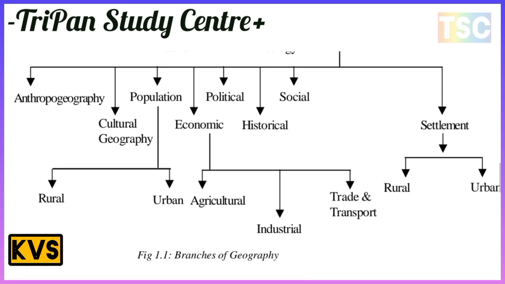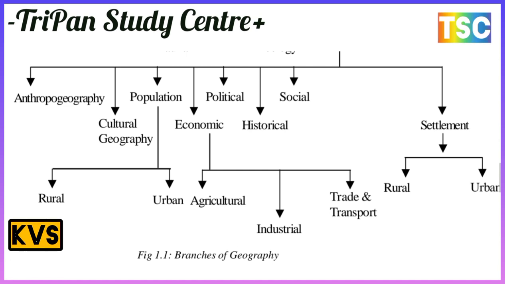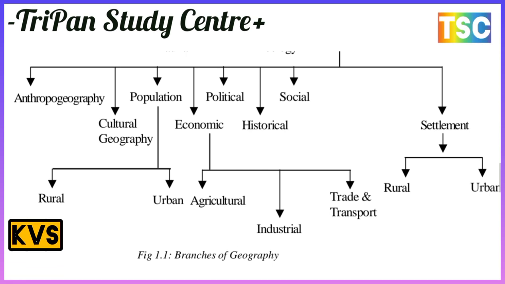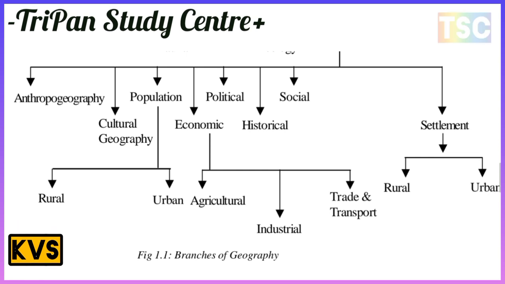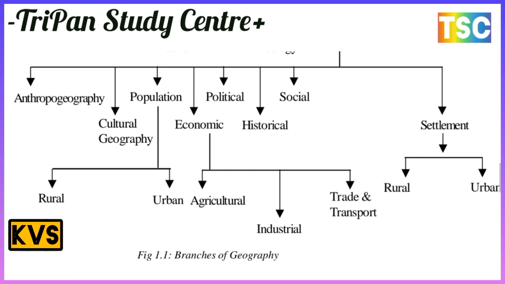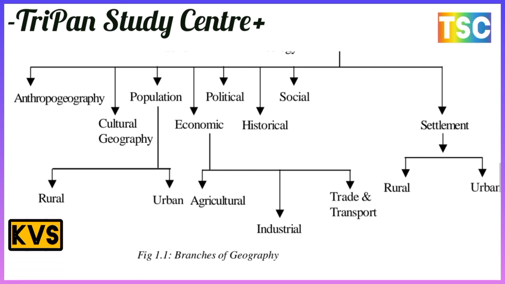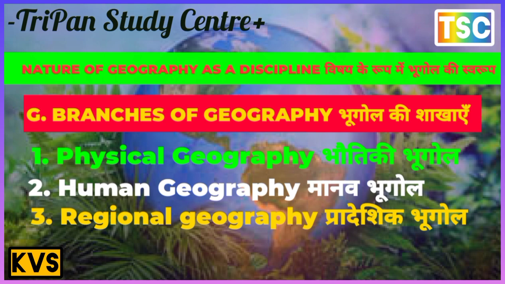Human geography includes anthropology, cultural geography, and population, and also economic, political, historical, social, and settlement geography. Population is divided into two types, rural and urban, and economic geography covers agriculture, industry, trade, and transport, and settlement is also rural and urban. These are the most important branches of geography for the exam.